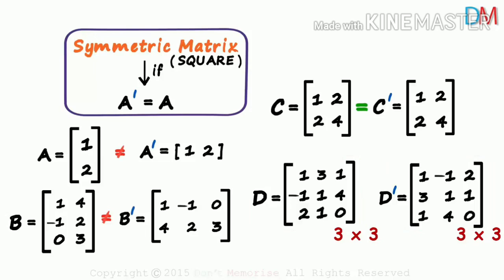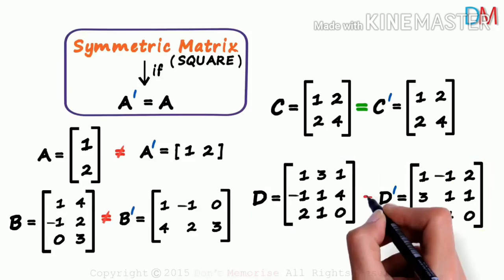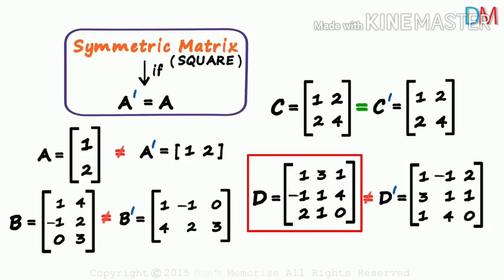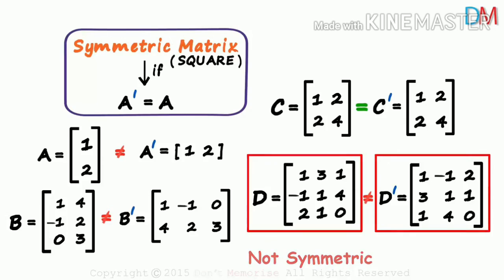Are these two matrices equal? The orders are equal, yes. But are the corresponding elements equal? Let's check. 1 is equal to 1. 3 is not equal to minus 1. For two matrices to be equal, all the corresponding elements must be equal. As 3 is not equal to minus 1, these two matrices are not equal. D is not a symmetric matrix and it is not equal to its transpose.